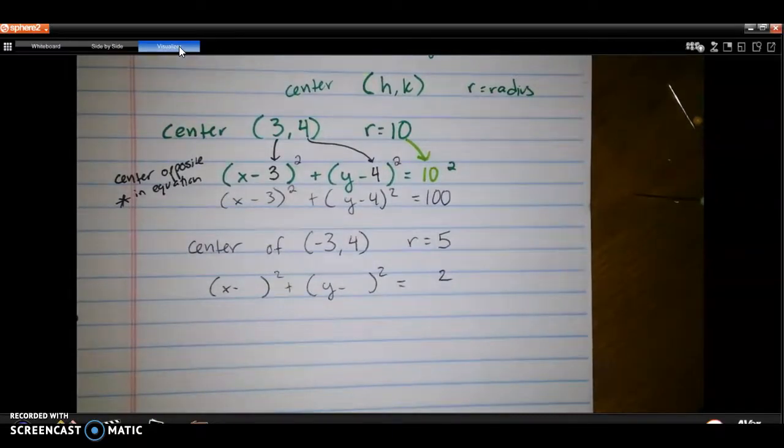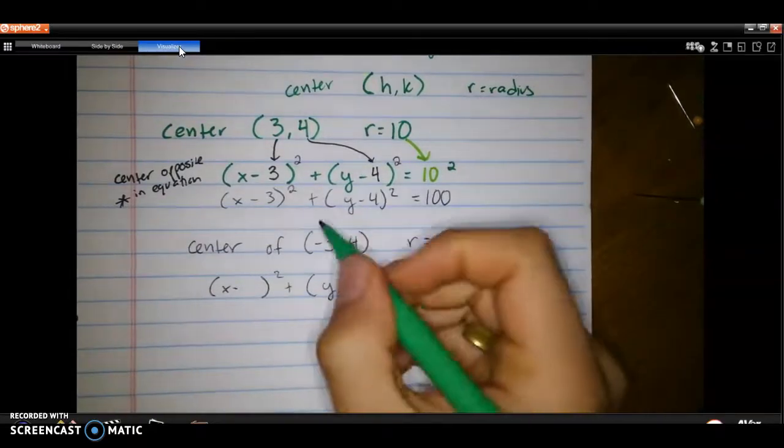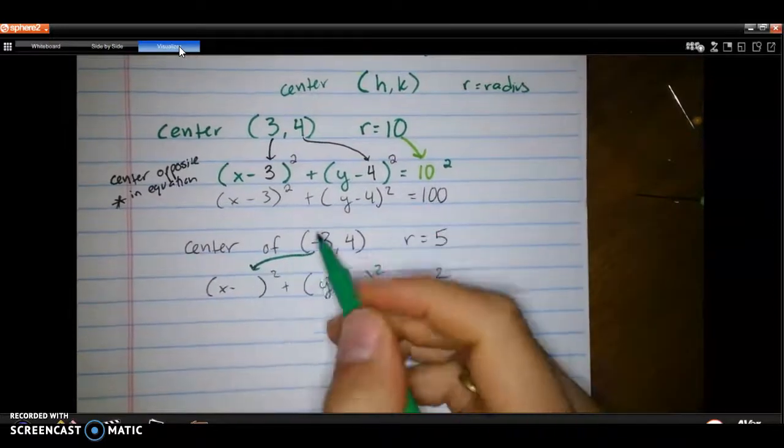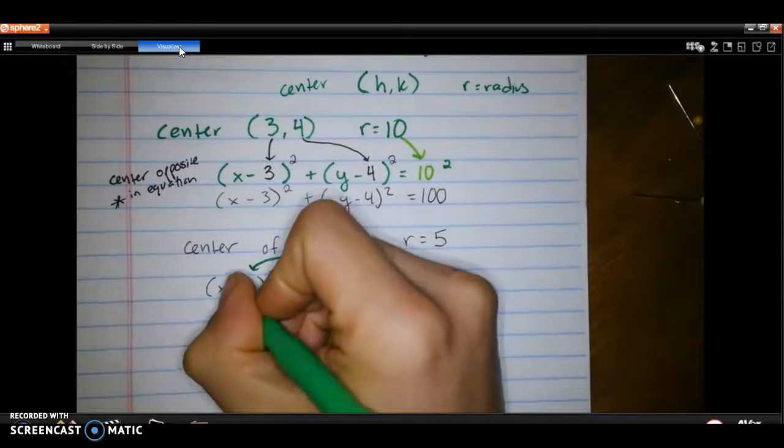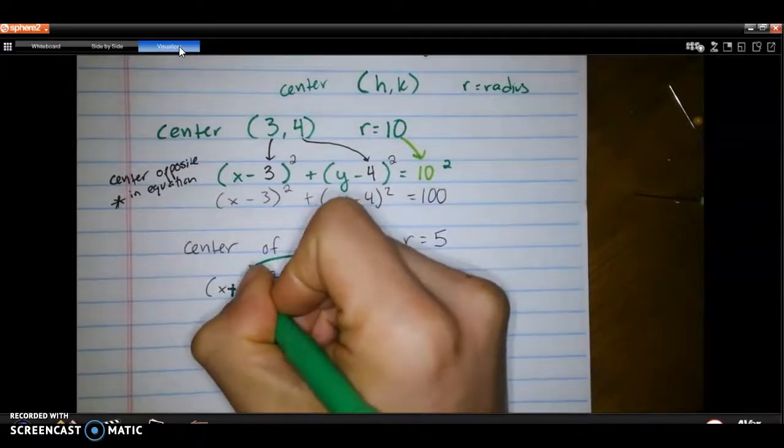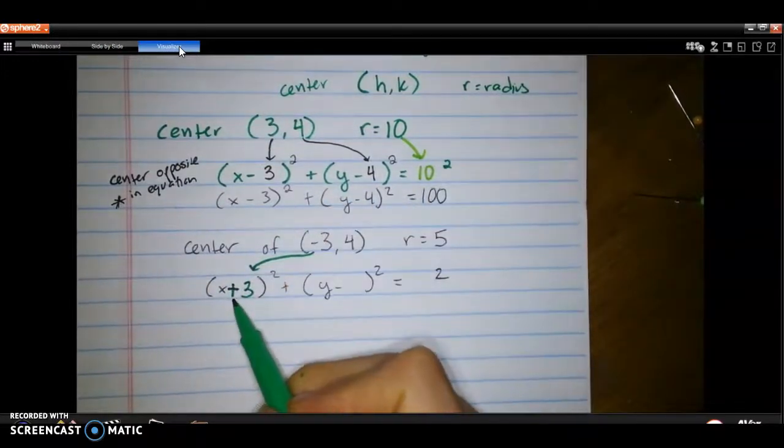So we look at our x first, right? So our x is going to go over here. Notice our x is -3, right? So that means our value has to be the opposite of that. So it's going to be +3, +3.